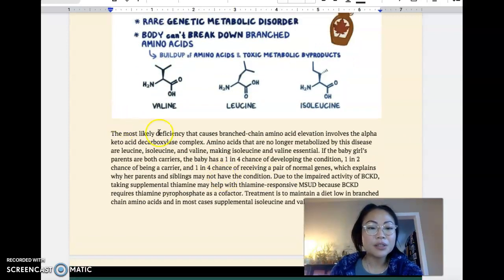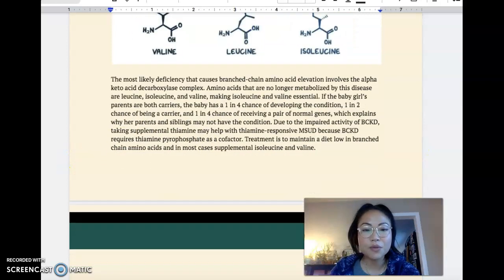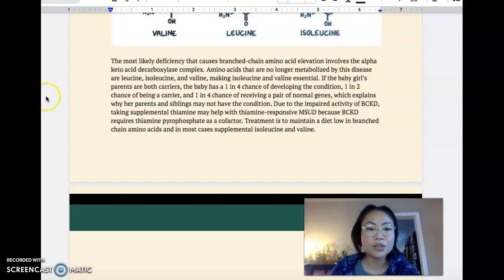So the most likely deficiency that causes branched chain amino acid elevation involves the alpha keto acid decarboxylase complex. Amino acids that are no longer metabolized by this disease are again leucine, isoleucine, and valine, making isoleucine and valine essential. If the baby girl's parents are both carriers, the baby has a 1 in 4 chance of developing the condition, 1 in 2 chance of being a carrier, and 1 in 4 chance of receiving normal genes, which explains why her parents and siblings may not have the condition.